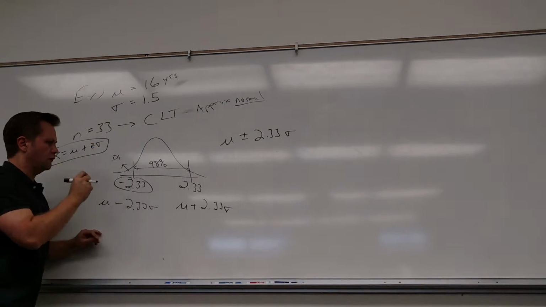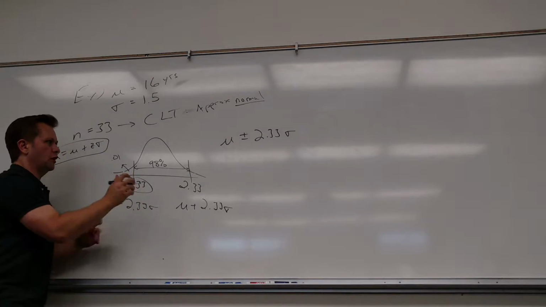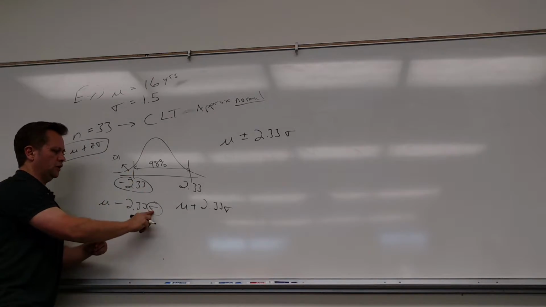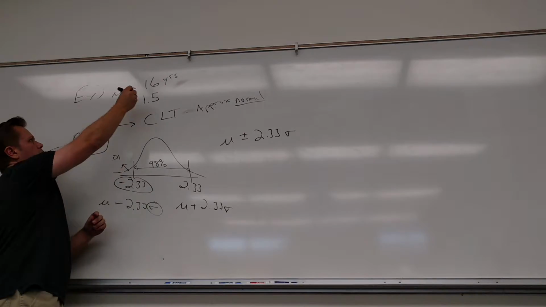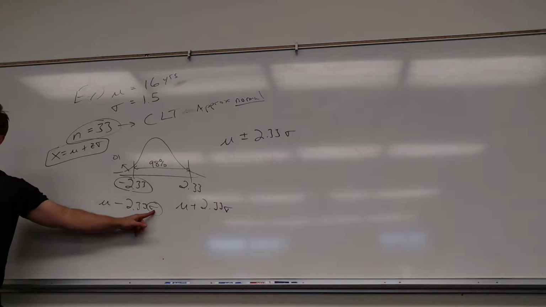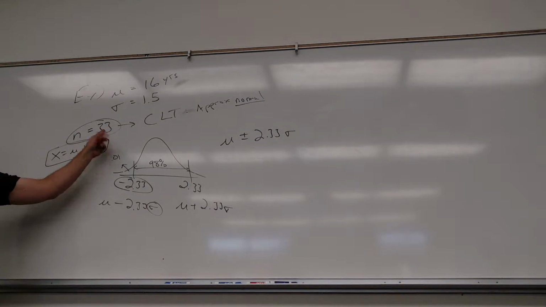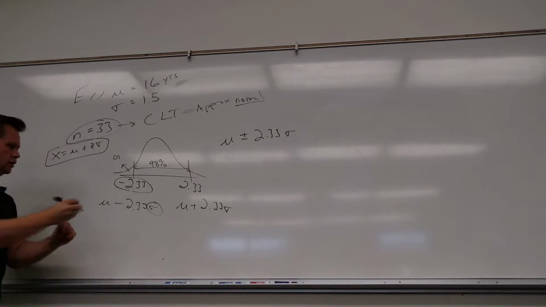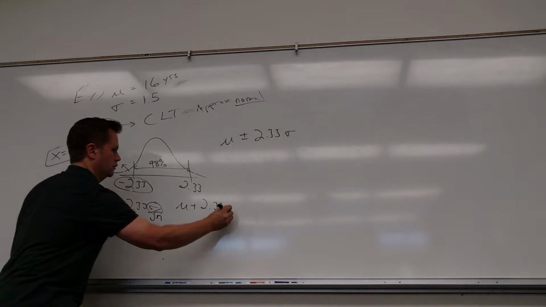Now, I'm not being careful enough here, though. What have I not written correctly? What should be here? Because I'm talking about 33 things, right? So what do I need to use here instead of sigma? What has to happen because I took a sample? Change the standard deviation, so it should be sigma over square root of n.